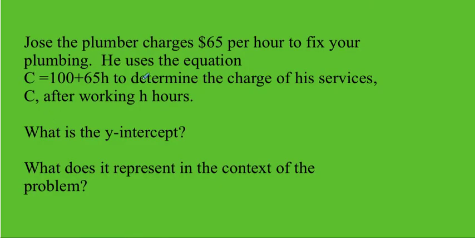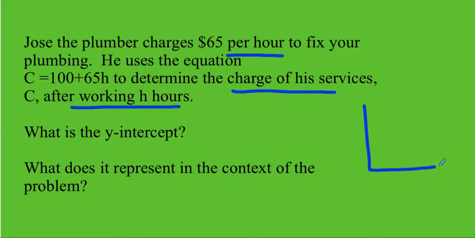Jose the plumber charges $65 per hour to fix your plumbing. He uses the equation C equals 100 plus 65H to determine the charge of his services after working H hours. So I can see that C is on the y-axis, and that's the charge, and H is the time along the x-axis, in hours. Now it's asking me something different, it's asking me what's the y-intercept. Well, remember the y-intercept is the starting amount. So what does it represent in the context of this problem?